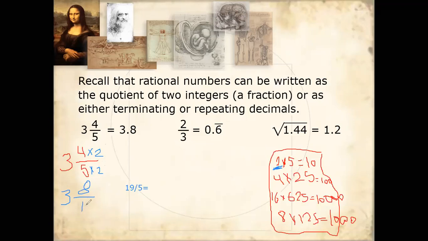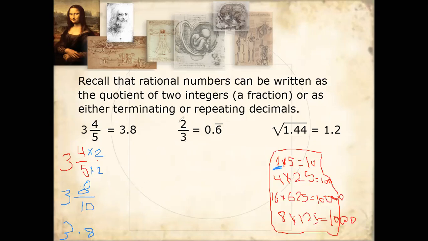over 10. 8 over 10 means the decimal point will be after how many digits? After only one digit, 8 over 10. So it will be 3.8. Okay, so this is in case you have a fraction and you want to change the fraction into decimal. Okay, what else? 2 over 3.